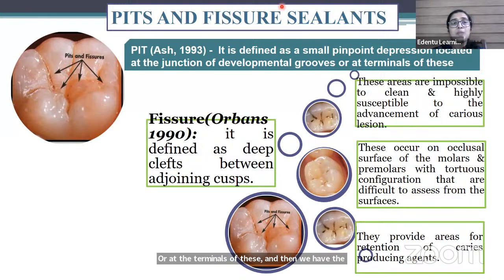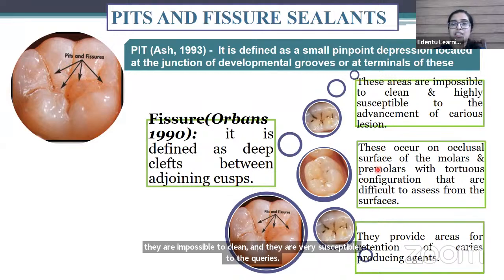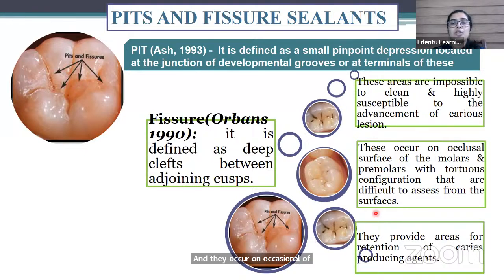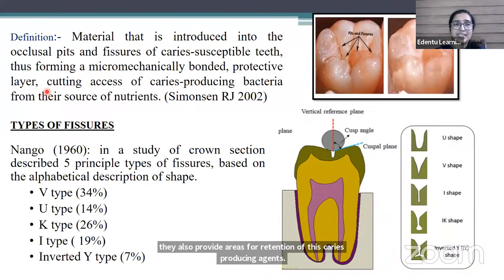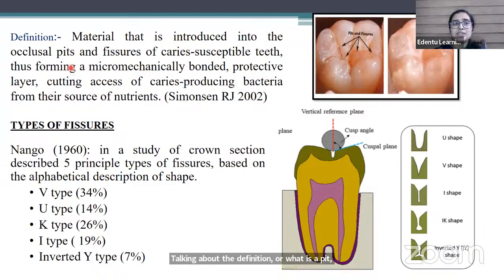And the reason why caries is very common in pits and fissures is because they are impossible to clean and they are very susceptible to caries. They occur on occlusal surfaces of the molars and premolars, and they also provide areas for retention of these caries producing agents. Talking about the definition of a pit and fissure sealant: it is a material that is introduced into the occlusal pits and fissures of caries susceptible teeth, thus forming a micromechanically bonded protective layer, cutting the access of caries producing bacteria from their source of nutrients.